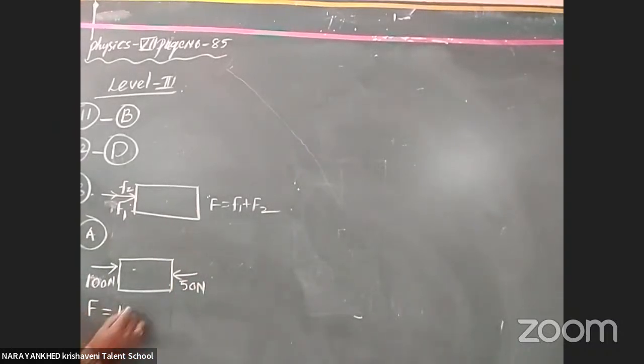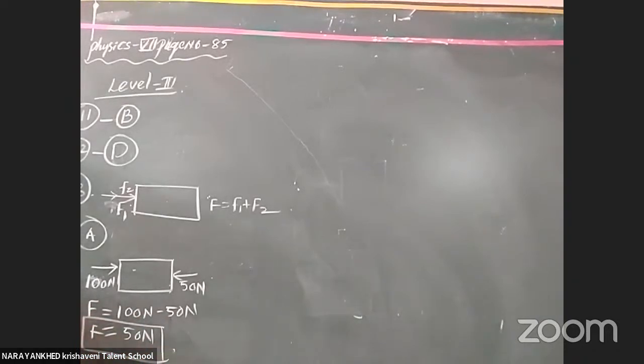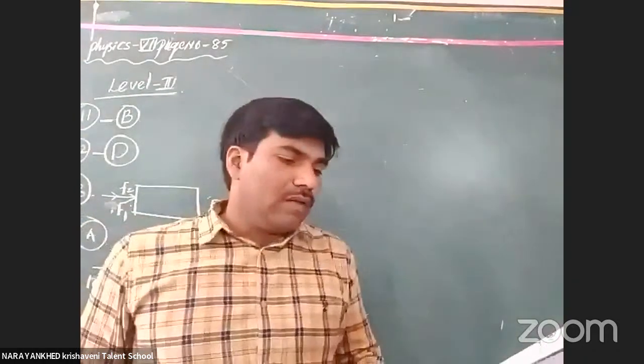Capital F is equal to 100 minus 50 newtons. It becomes 50 newtons. F is equal to 50 newtons. Got it or not? The answer is B.